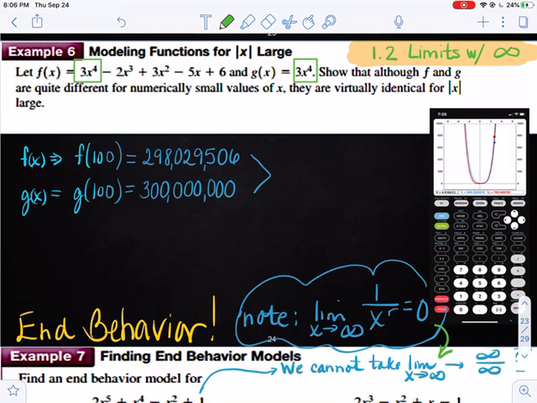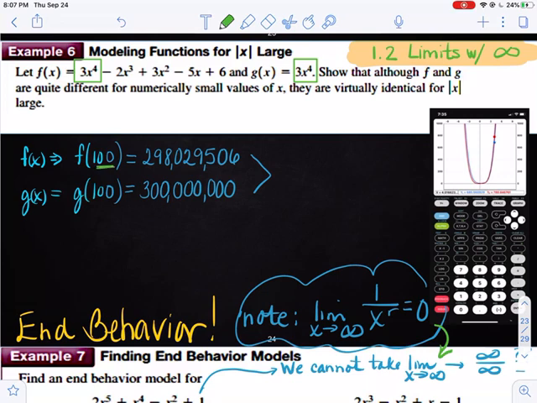And then I have g of x is equal to 3x to the fourth. Show that although f and g are quite different for numerically small values of x, they are virtually identical for the absolute value of x getting really large. So what I've done is I've put in a large value, and it's pretty large. It's x is equal to 100.